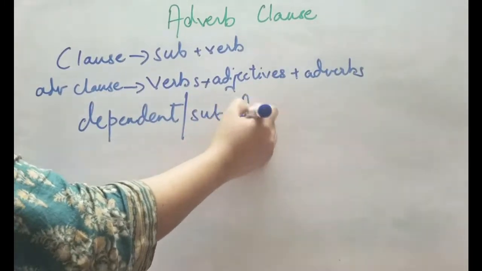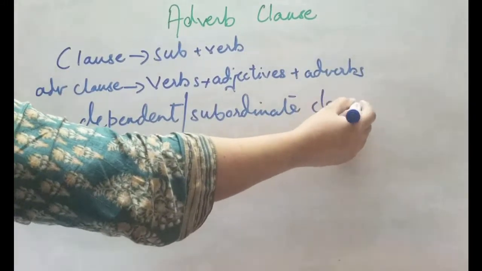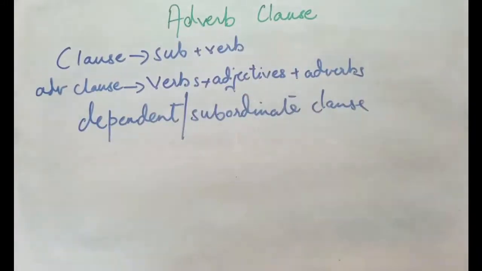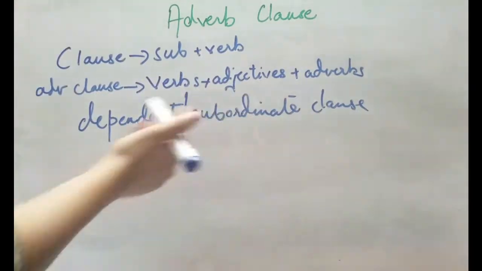People might often say it as dependent or subordinate. It will always begin with a subordinating conjunction. Sometimes it might also happen that the subordinating conjunction will come in the middle of the sentence.